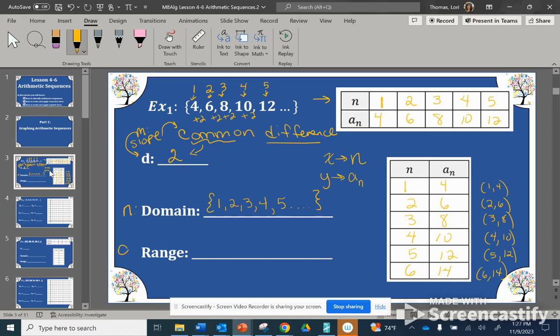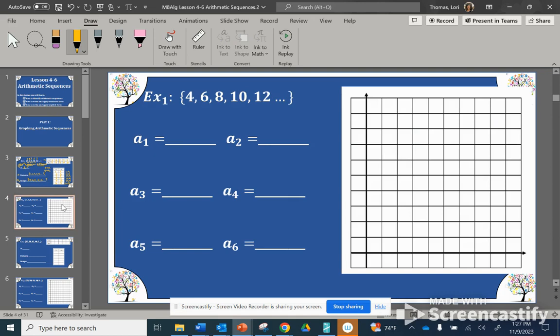Our range, A sub n, are the terms of my sequence: 4, 6, 8, 10, 12, and so forth is the range. So let's take a look at this same function. A sub 1 means, what is the first term? This is like y equals A sub 1, because this is usually A sub n, but I've put a little 1 here. That means, what is the first term? So A sub 1 equals 4.